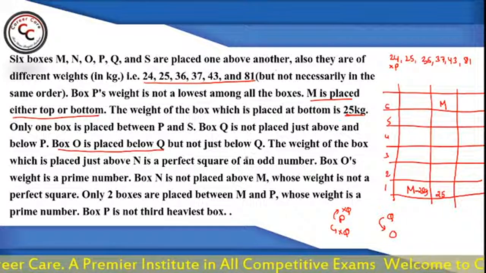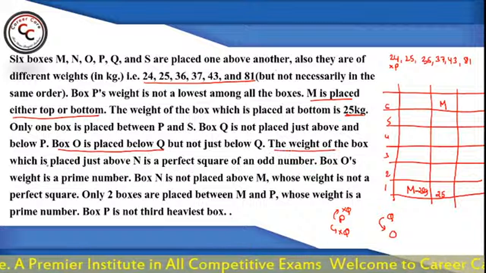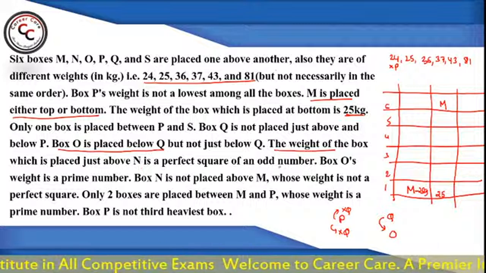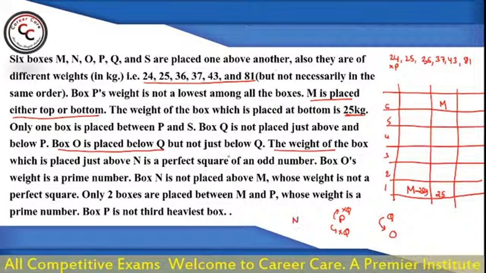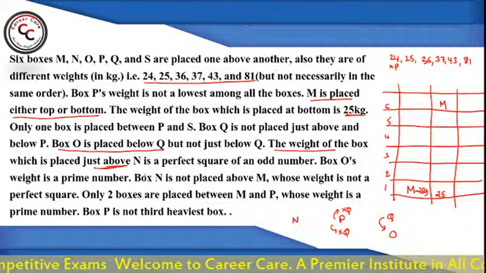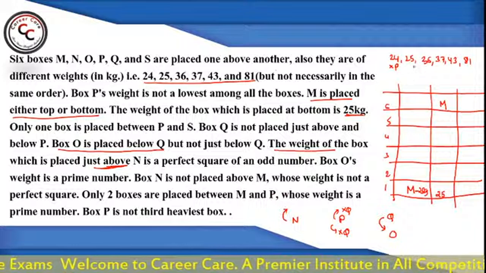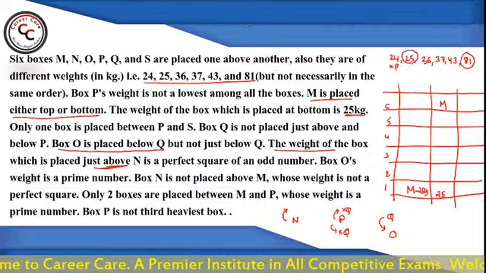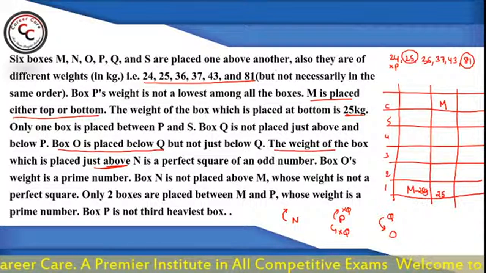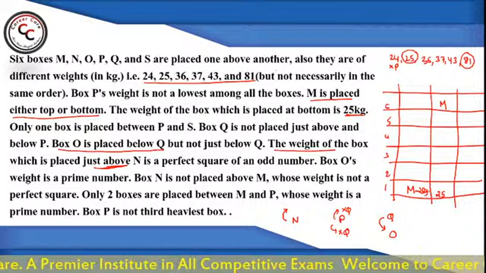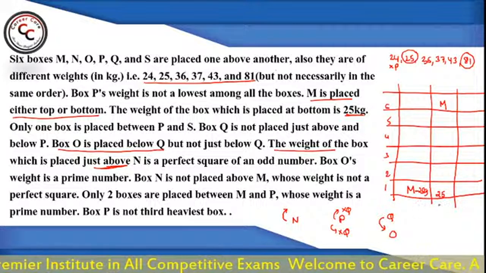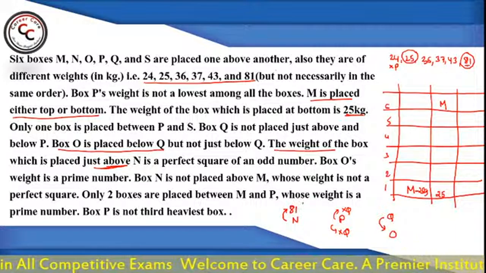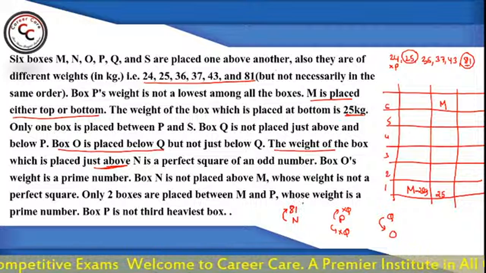Okay, fine. The weight of the box which is placed just above N is a perfect square of an odd number. See, we know that according to the boxes, perfect squares are 25 and 81. You cannot take 25. Why? Because 25 is in the bottommost place, so below 25 you cannot put N. So what is the other perfect square I have? 81. So immediately above N you can put 81, which is the perfect square of 9. 9 is an odd number.